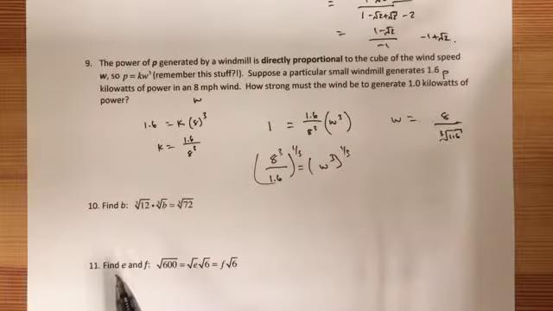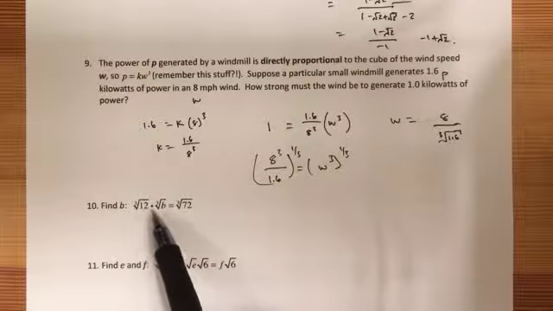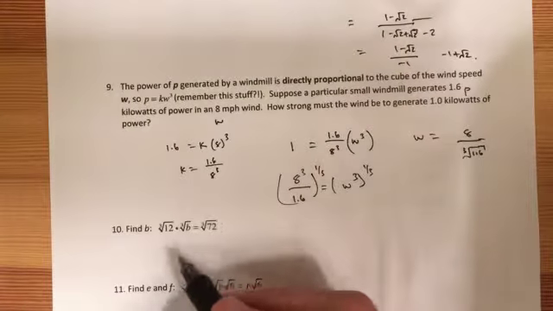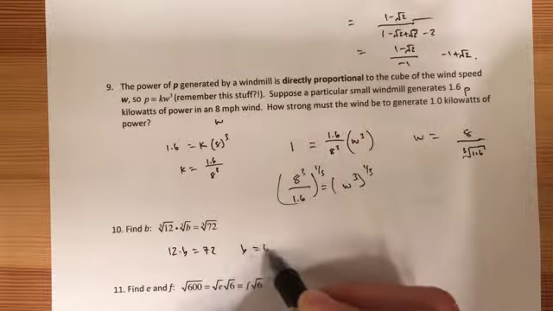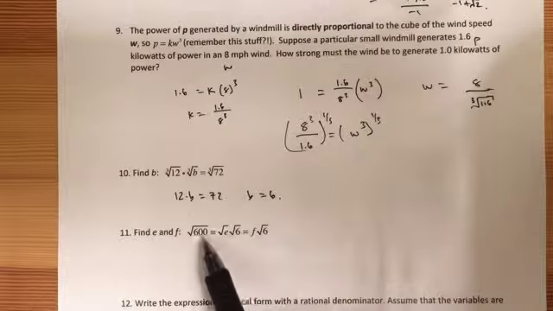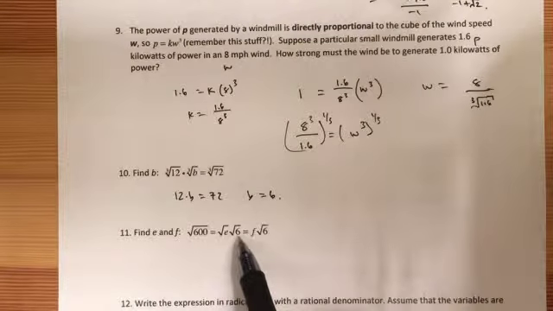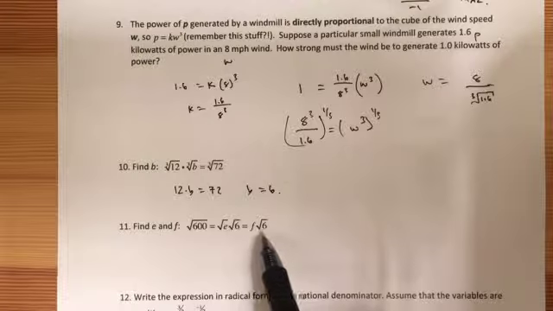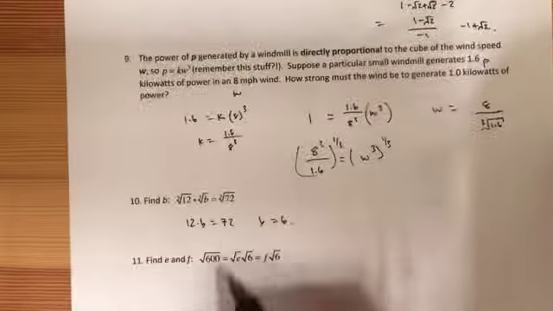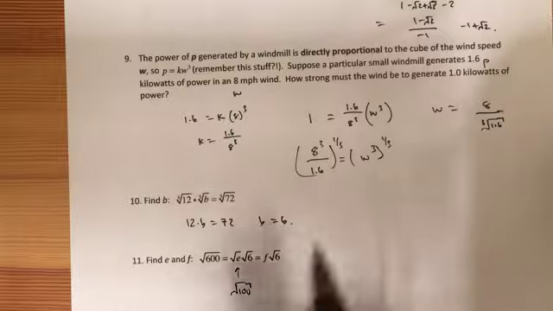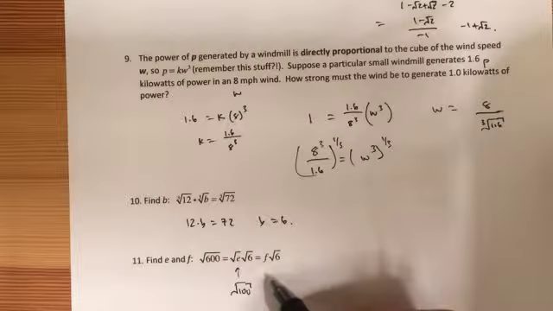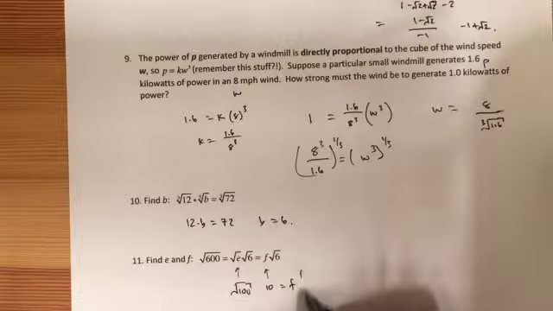Find B is number 10. Cubed root 12 times cubed root B equals cubed root 72. Well, then I know that 12 times B needs to be 72, so B needs to be 6. Square root 600 equals square root E times square root 6 equals F root 6. Well, that needs to be square root 100, so E equals 100 because 100 times 6 is 600. And then F needs to be the square root of 100, which is 10. So F needs to be 10.